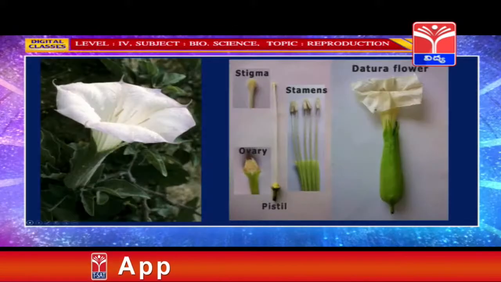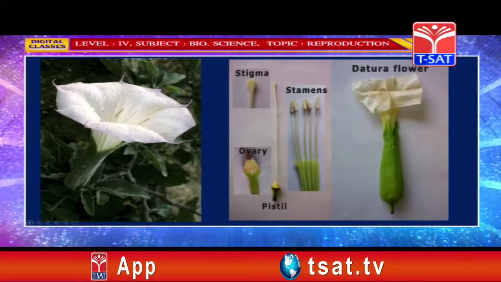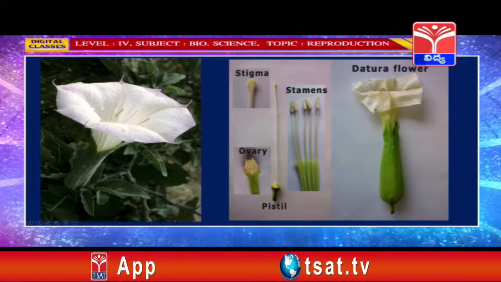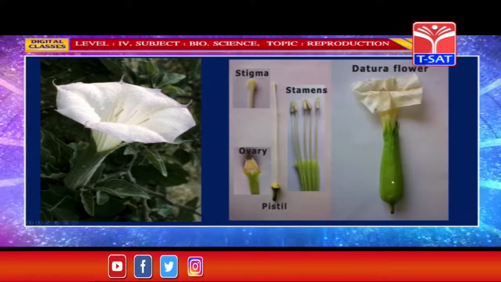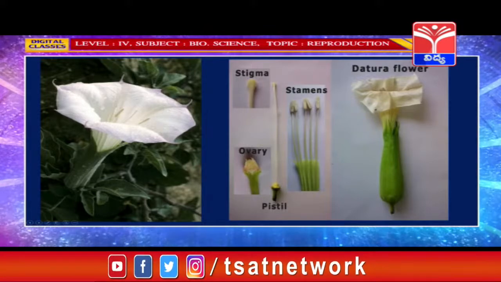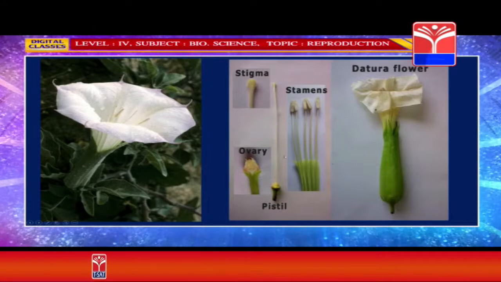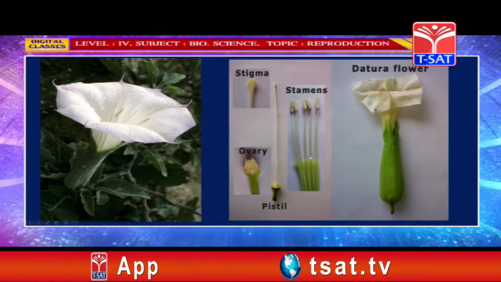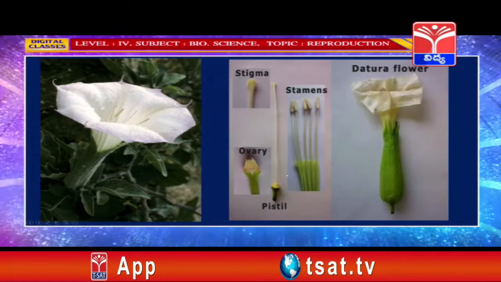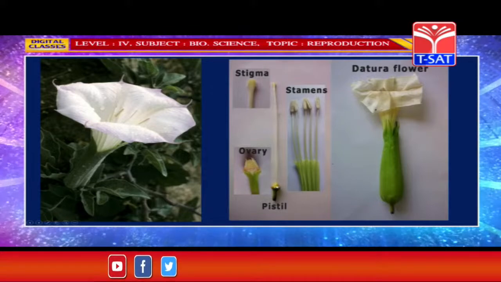Observe this picture on the screen. This is a datura flower. Here you can see different parts of the flower. They are calyx, also called sepals, and these are corolla, also called petals, and these are stamens, also called androecium, and this is the pistil, also called gynoecium.